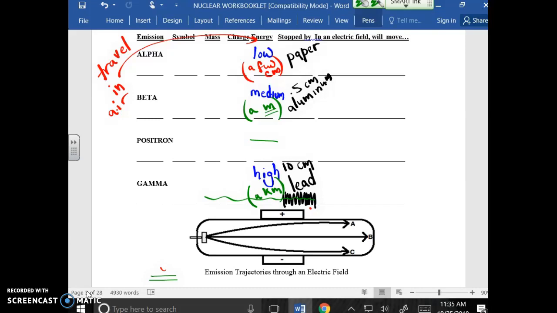Well, that is the second lesson. Again, the whole point of this was to give you an appreciation of the quantities associated with these 4 radioactive emissions and an appreciation of their relative ability to penetrate material.